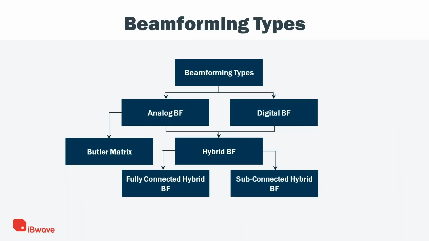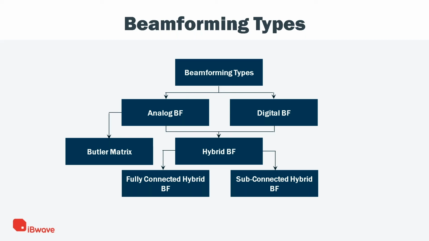So to summarize the beamforming types, you can also find maybe different classifications, but in general, this is the main classification of beamforming types, as we have seen. In general, there is analog and digital beamforming. You can combine these two types of beamforming and implement hybrid beamforming. And for hybrid beamforming, we have seen that there are two possibilities: one with fully connected hybrid beamforming and one with sub-connected hybrid beamforming.